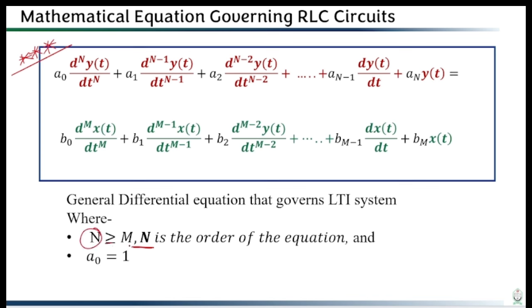So for our RLC case, we saw that for the output it was d square by dt square of y(t), and for the input it was d by dt of x(t). So the value of m there was 1 and the value of n there was 2. It fulfilled the criteria, and also the coefficient a0 must be 1. So for the differential equation that we derived for the RLC circuit, the value of a0 was also 1.